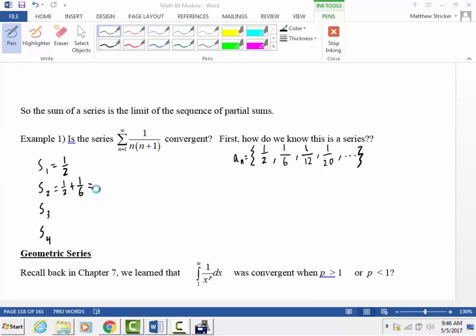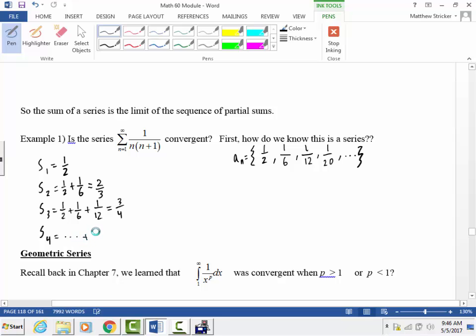All right. So when you add up the first 2 terms, what do we get? 2/3. What about when we add up the first 3 terms? Everybody agree with that? 3/4. And then the next one? 4/5. You add them all up, the first 4 terms, you get 4/5.